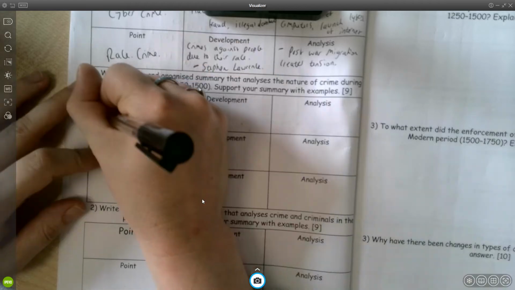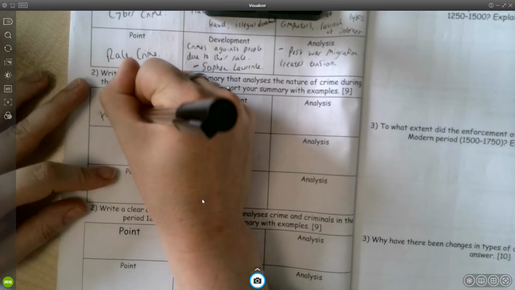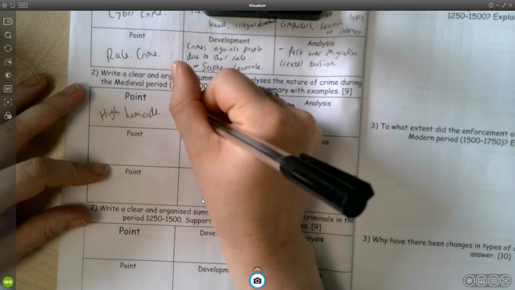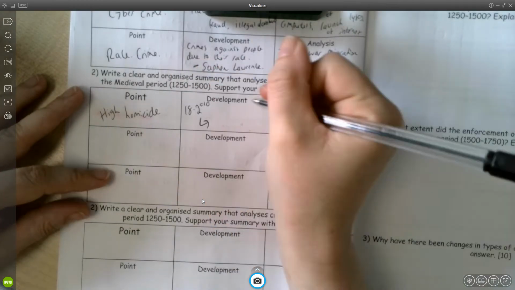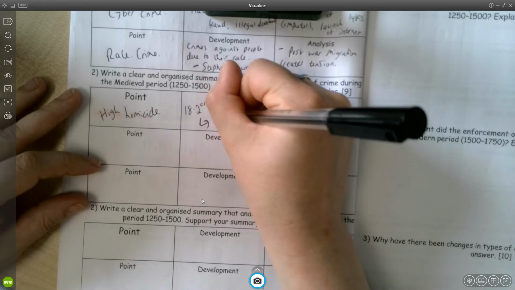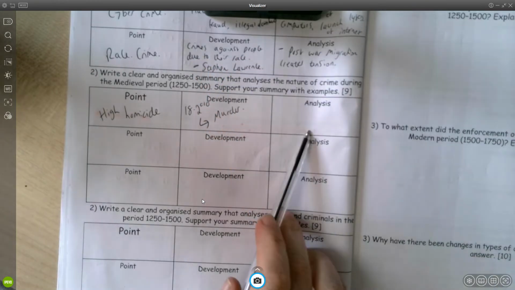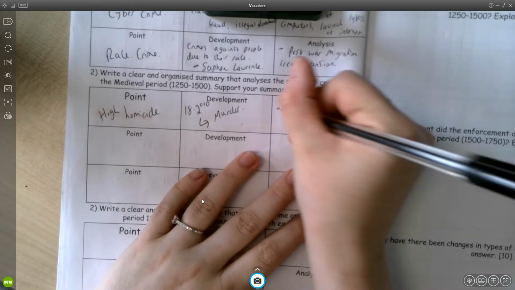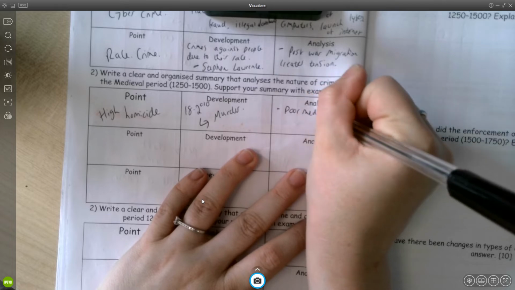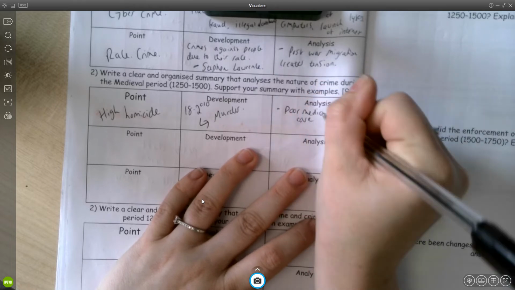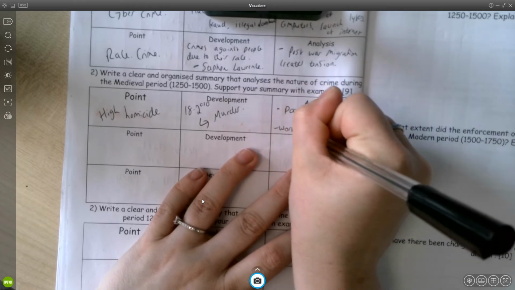So we've got high homicide rate as your point. Development, you need to remember it's 18.2%. You can also include definition, so it's murder. What you want to include in the analysis here is why is the homicide rate so high? And that's due to poor medical care and people working closely together with tools.